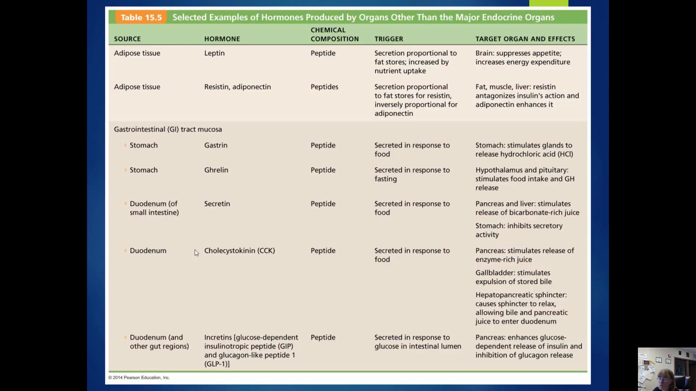Okay, so what are hormones produced by organs other than major endocrine organs? Adipose produces leptin. Leptin is the thing that makes you feel full. And so as you are eating fatty foods and stimulating that lipid deposition within the adipose tissue, then your brain goes, okay, I'm fine. I don't need to eat anymore. And that's why we need to eat fat in our diet.